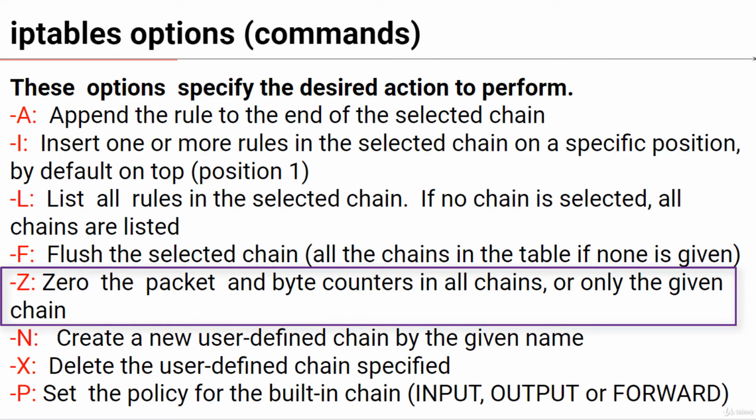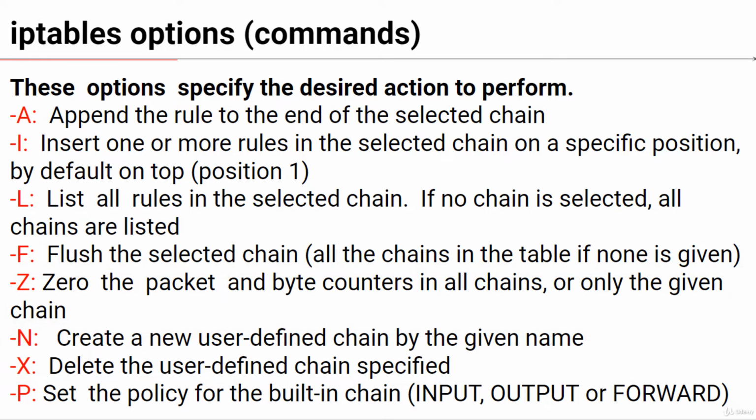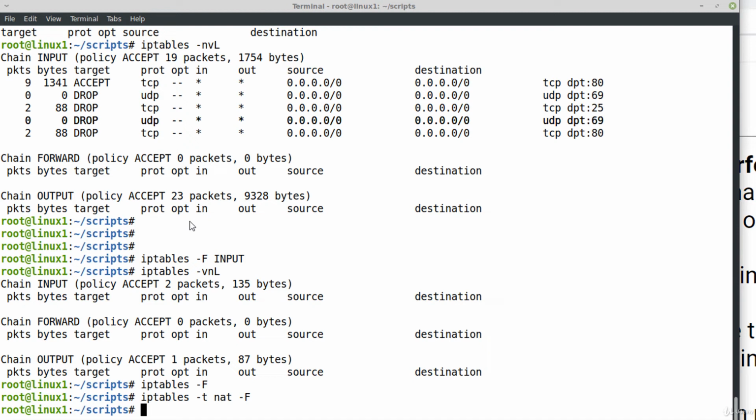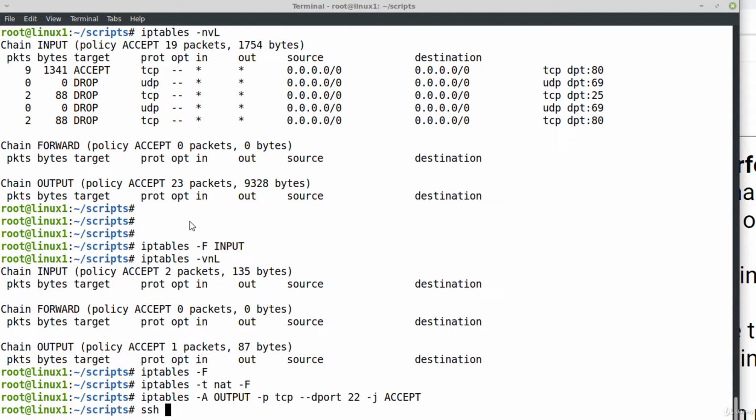-Z means zero the packet and byte counters in all the chains or only in the given chain. Let me show you an example. I'll add a rule to the output chain that accepts SSH outgoing traffic, or traffic to a remote SSH server, this Linux being the SSH client. iptables -A OUTPUT -p tcp --dport 22 -j ACCEPT. The packets are going to port 22. And I'm connecting to a remote SSH server just to have some matched packets.